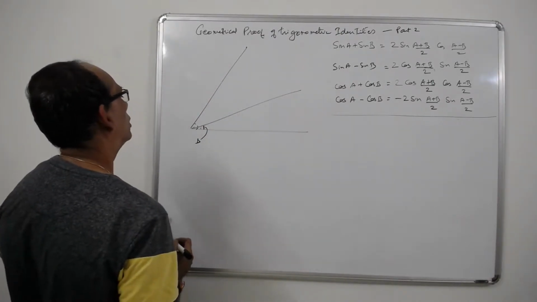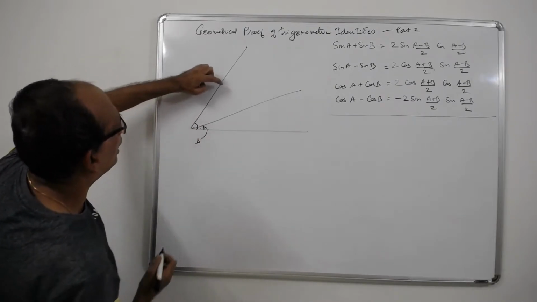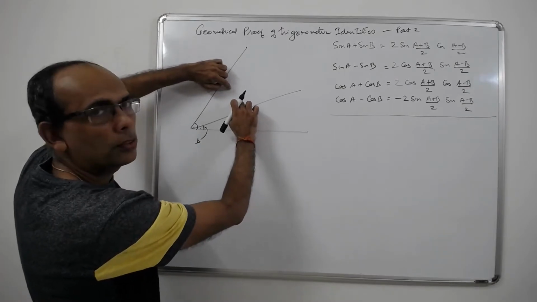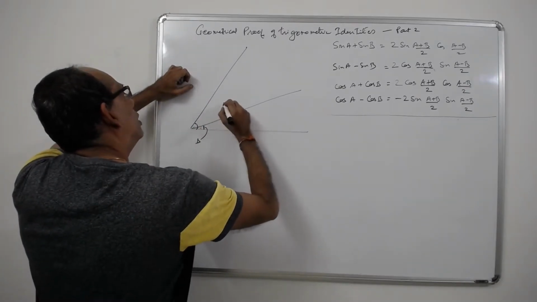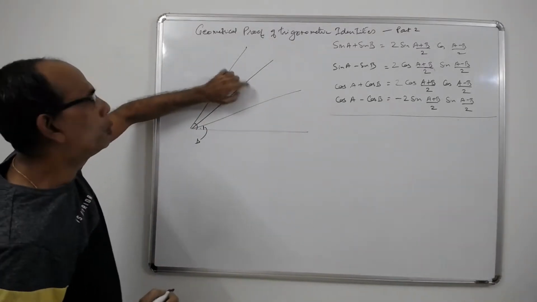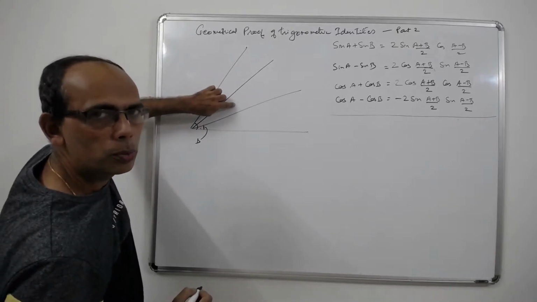Now, for angles A and B, this will be A minus B, the difference of the two angles. I am bisecting it into two equal parts. So this will be (A minus B) upon 2, and this will be (A minus B) upon 2.